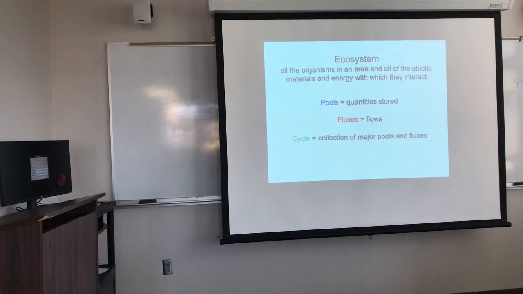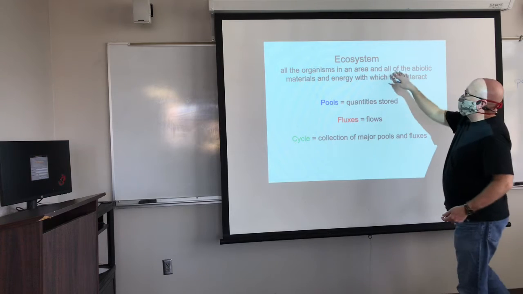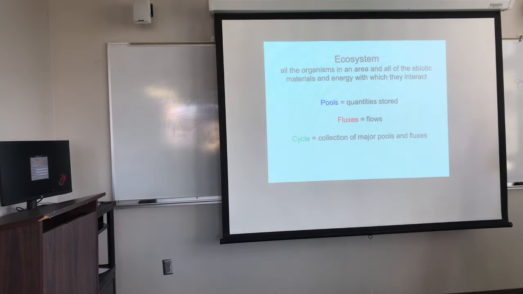All right. So an ecosystem is all of the organisms in an area and all of the abiotic materials and energy with which they interact. So ecosystems are very large-scale divisions of the biological hierarchy. The only scale bigger is actually the whole biosphere, the entire world. And so pools, once again, are places where these nutrients are stored, and fluxes are the flows of these nutrients from one place to another, one pool to another.